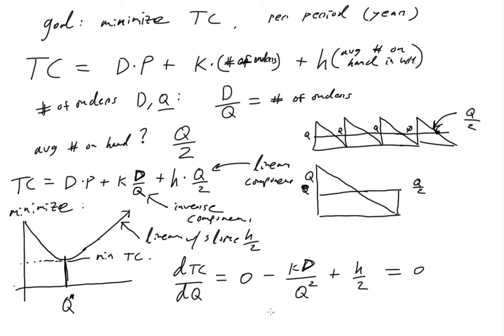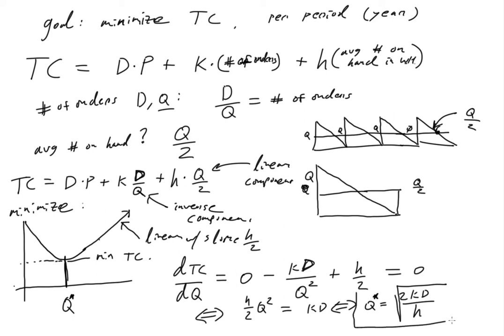Now we're going to set that equal to 0, and we're going to get the following formula. We'll have that h over 2, multiply everything by q squared, and then we're going to get kd on that side. And then we're going to get 2kd over h is equal to q squared, and then we have to take the square root, of course, to get rid of that square. And that's going to be my q star. That'll be my optimum point right there.